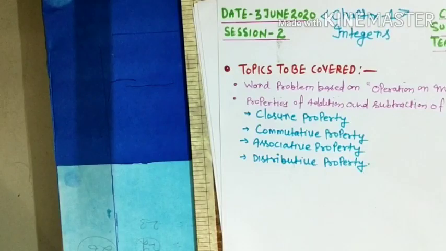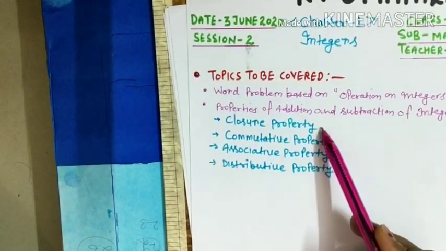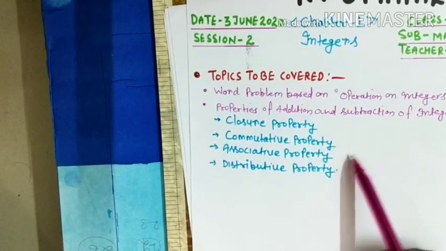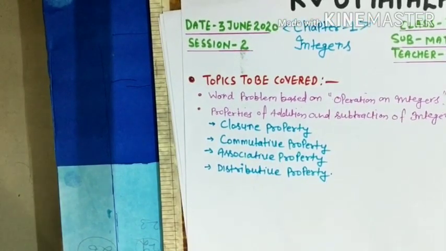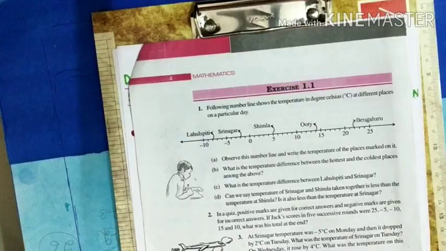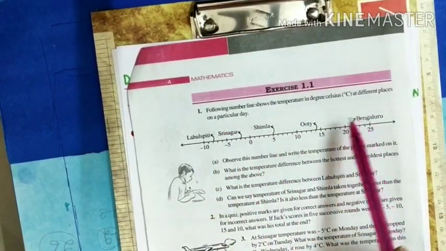These words are not new for you, children. All these properties you have studied in 6th class, but those properties were for whole numbers. Now we will learn all these 4 properties for integers. Let's start from exercise 1.1, question number first.